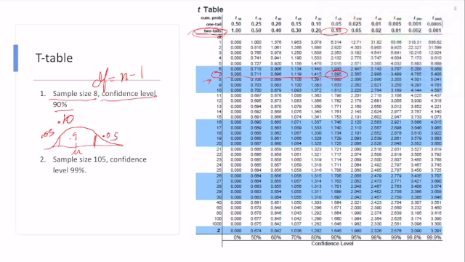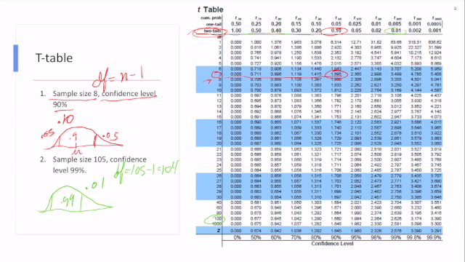Now, for a sample size of 105 and a confidence level of 99%, the area left over, if I have 0.99 here for 99%, the area left over in both tails would be 0.01 total. So I go to sample size. I want to calculate my degrees of freedom, which is 105 minus 1, so 104. But there's no 104 on this table, is there? So I'm going to pick the closest thing, which is 100.